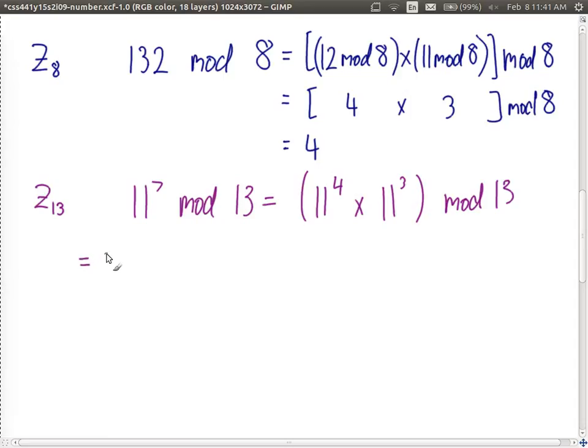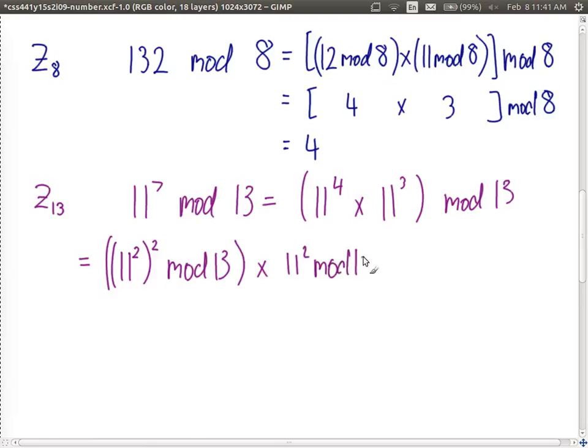I know my squares. I know 11 squared, but I don't know 11^3, so we can think of that as... 11^4 is 11 squared, squared, mod 13, times 11^3, which I don't know, but I know that's 11 squared mod 13 times 11 mod 13, 11^1. And let's not forget a mod 13 at the end.